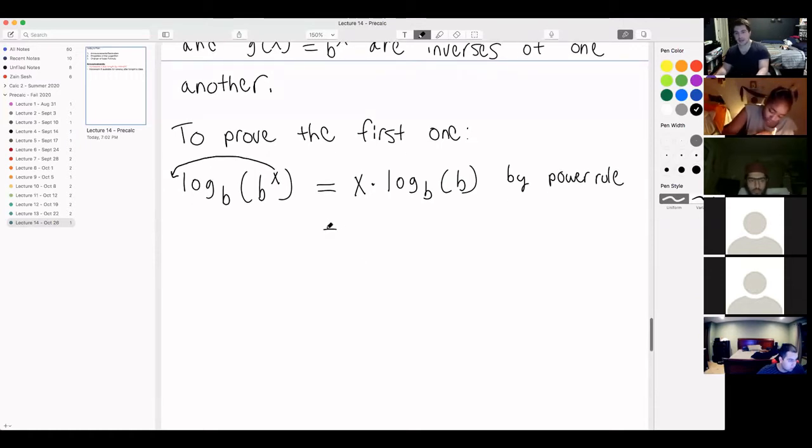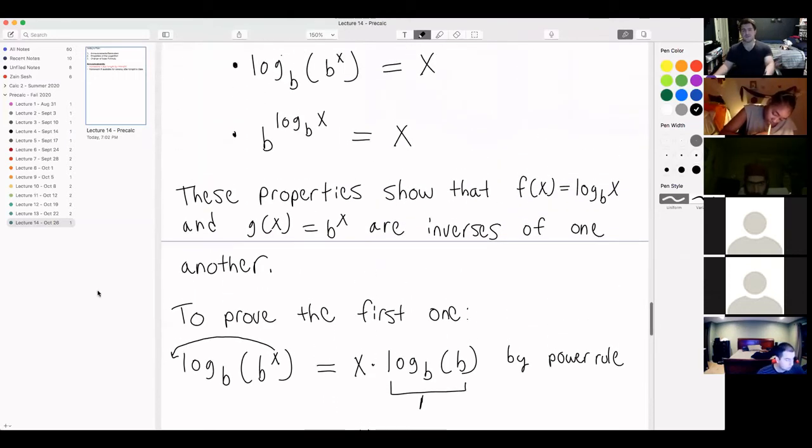Okay, so this was by power rule. Great, and now look at what we have left. We have x multiplied by log base b of b, but that is 1. So this is just x times 1, which of course is just x. All right, so that's the proof. And again, I would like to leave it to you to think about why the second one is true. I think it's just a nice thing to think about.